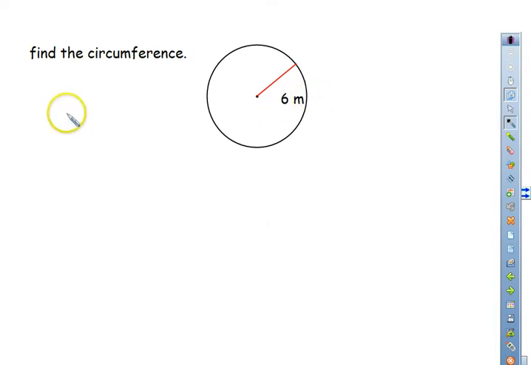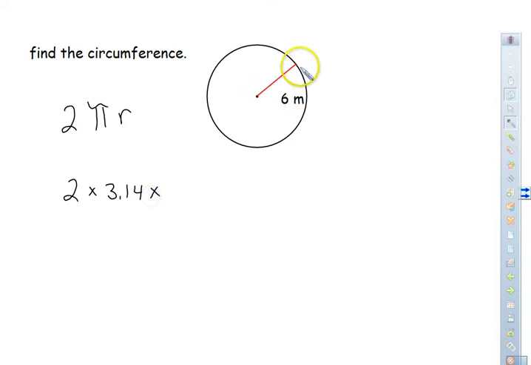Alright, formula is 2 pi r, 2 times pi times the radius, because they gave us the radius. And so we plug that in, 2 times 3.14 times the radius, which they did give us, which is 6. Now obviously if they gave us the diameter for this, then it would be 12, because we'd have to double that. If they gave us the answer of 12 and you're needing to find the radius, then obviously you take half of that and divide it by 2 to get your 6.